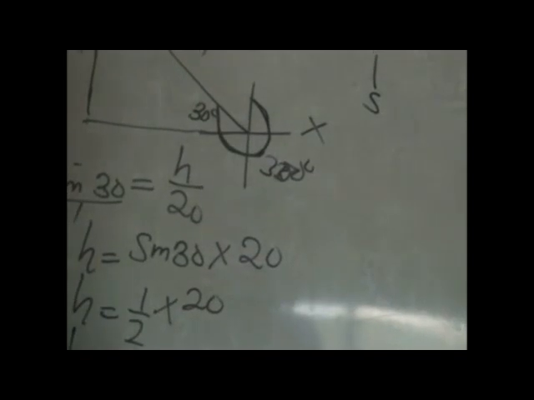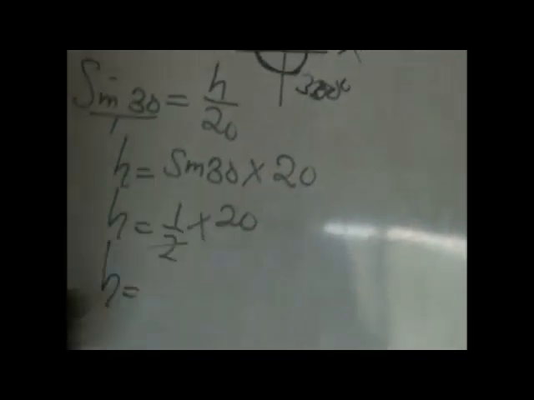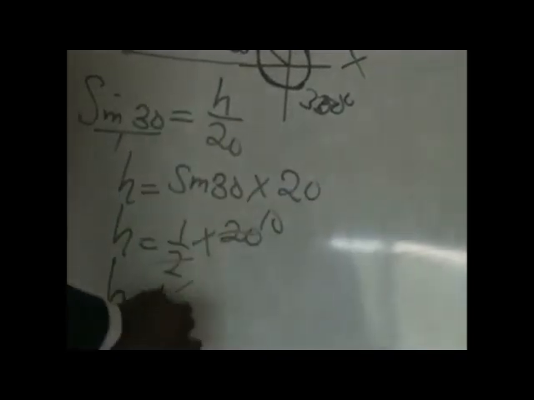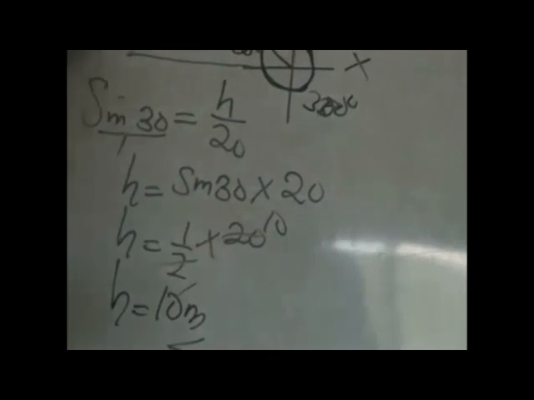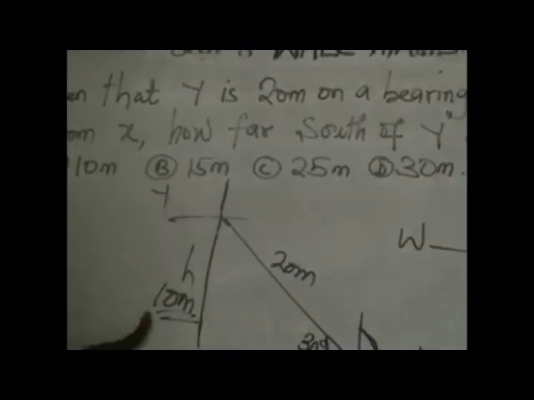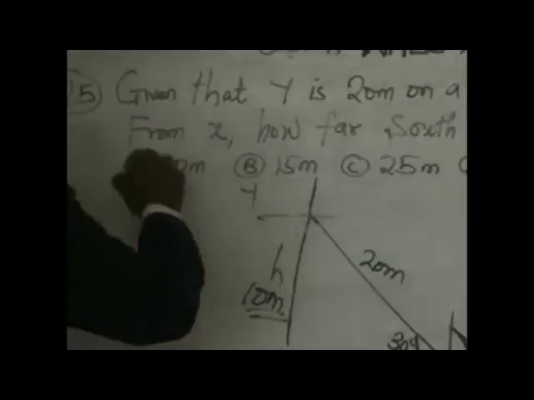So finally, height becomes, so here you can cancel out this expression. 2 here, 1, 2 here is 10. 1 times 10 becomes 10 meter. So the height, which is how far south of y is x, becomes 10 meter. And our correct option is option A.